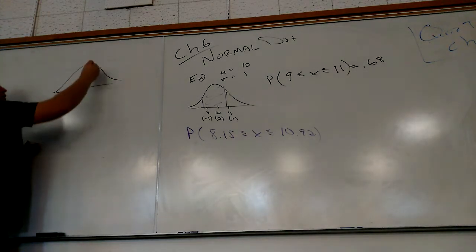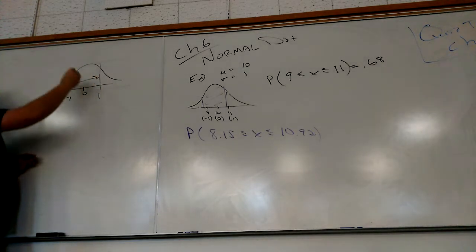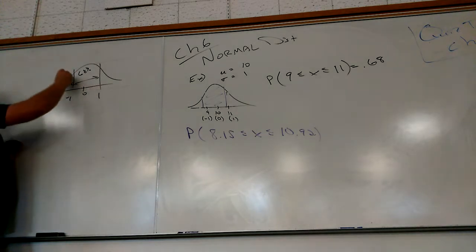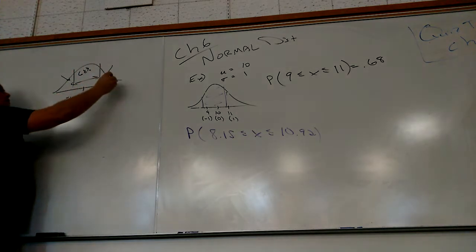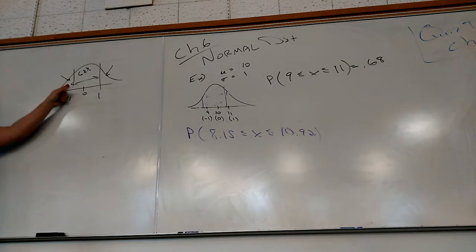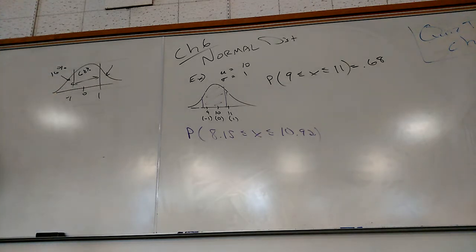So help me out here. What percentage is in here again for a normal curve? 68. So what percentage is outside? Yeah, 32%, right? So what percentage is on this side? 16. So what that means is, if I look up a z-score of -1 in the chart, it better give me a number that at least rounds to 16.